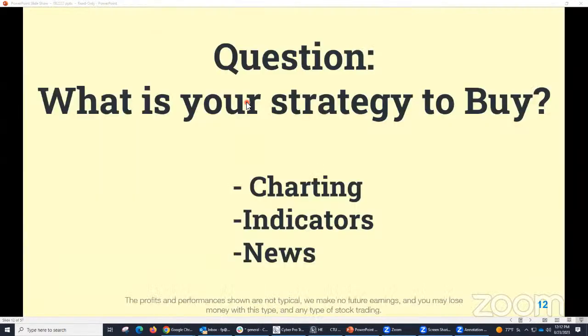Now, a question I want to ask everyone regarding strategy. Let's start getting into the fun of the trading part of it. What is your strategy for buying a stock? Is it charts? Is it indicators? Is it news? I just want to see what everybody's strategy is behind trading. So just put it in the chat if you can.